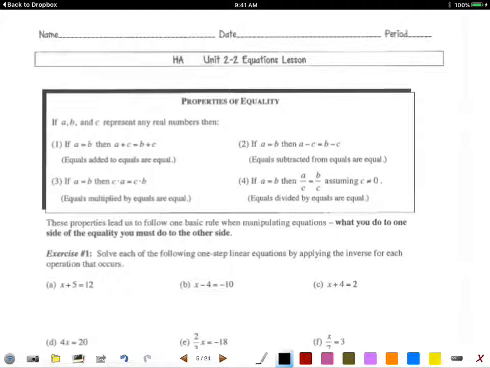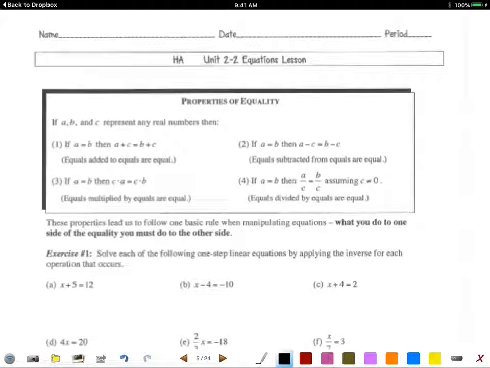Okay, today's lesson is on solving equations. At the top of your lesson sheet, you have the different properties of equality. And as you look at this, you can see that if we have A equals B, then if we were to add C, meaning some number, to A, and as long as we add the same C to B, then the sides would still be equal.